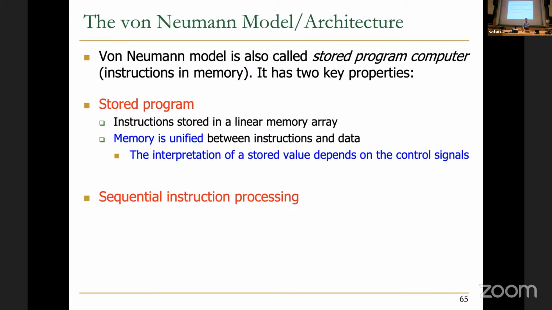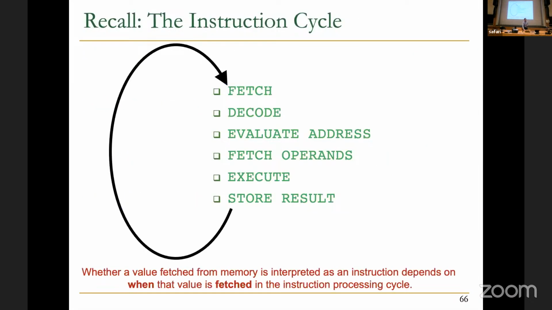Basically, it has two key properties: stored program memory is unified between instruction and data. The interpretation of a stored value depends on the control signals. And we already answered the question: when is a value interpreted as an instruction versus data? It basically depends on when you refer to that value in the instruction processing cycle, right? Whether a value fetched from memory is interpreted as an instruction depends on when that value is fetched in the instruction processing cycle. If you fetch the value in the fetch stage of the instruction processing cycle, interpret that memory value as an instruction because the program counter points to it.